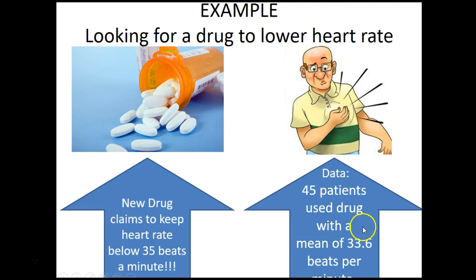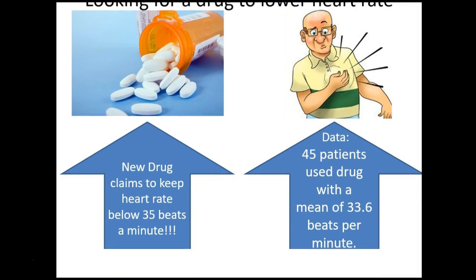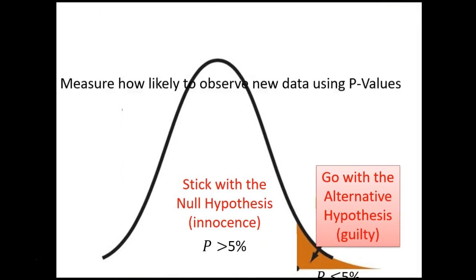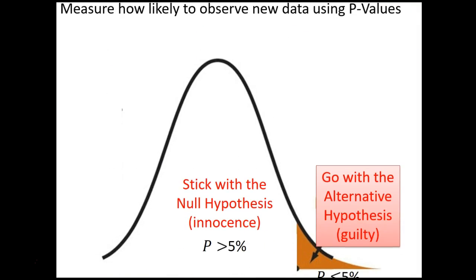So we want to figure out, did this just randomly happen for these 45 people, or is this really a new discovery? So to do that, we need to measure how likely we are to observe the new data using p-values, okay? And to do this, we have to first come up with that probability.